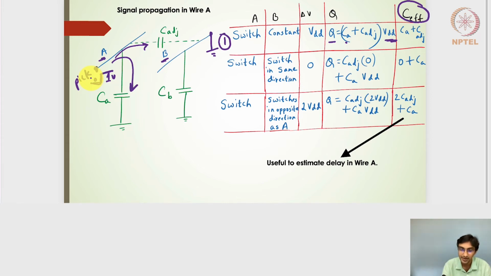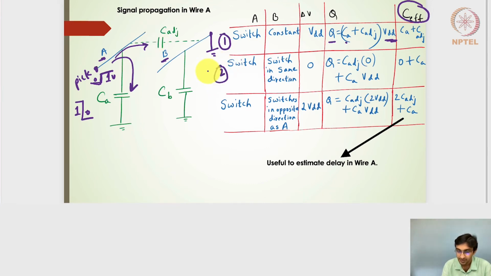So if you assume that, then a change here from 0 to 1 volts will have to charge the capacitance CA and the C adjacent. And similarly, if it is going the other way from 1 to 0, then the CA and C adjacent have to discharge. So the overall charge in this particular case will be nothing but CA plus C adjacent multiplied by VDD. Right? It could be either the charging or the discharging. So the effective capacitance that we have to consider for this particular case of the wire A switching will be nothing but C adjacent plus CA. Right? Hope this is clear.